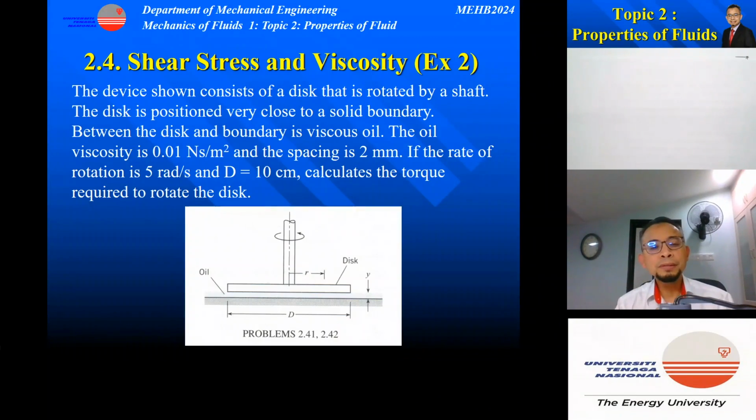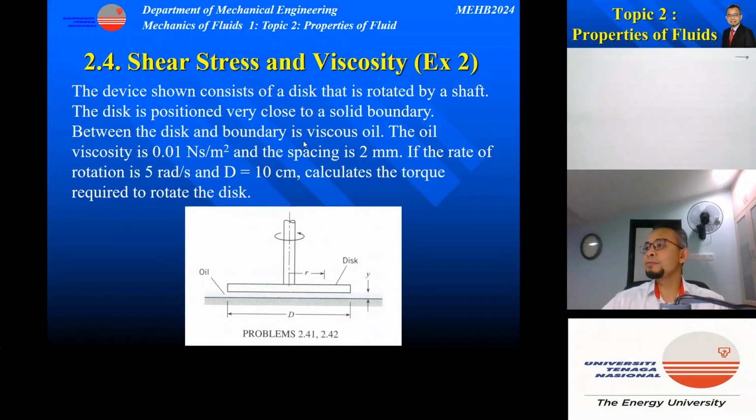The next example that we're going to look at will be slightly more complicated, because now the shear stress is not constant on all parts of the surfaces which are in touch with the fluid. Here we have a device shown here, which consists of a disc. The disc is rotated by a shaft. The disc is positioned very close to a solid boundary, and between the disc and the boundary there is a viscous oil.